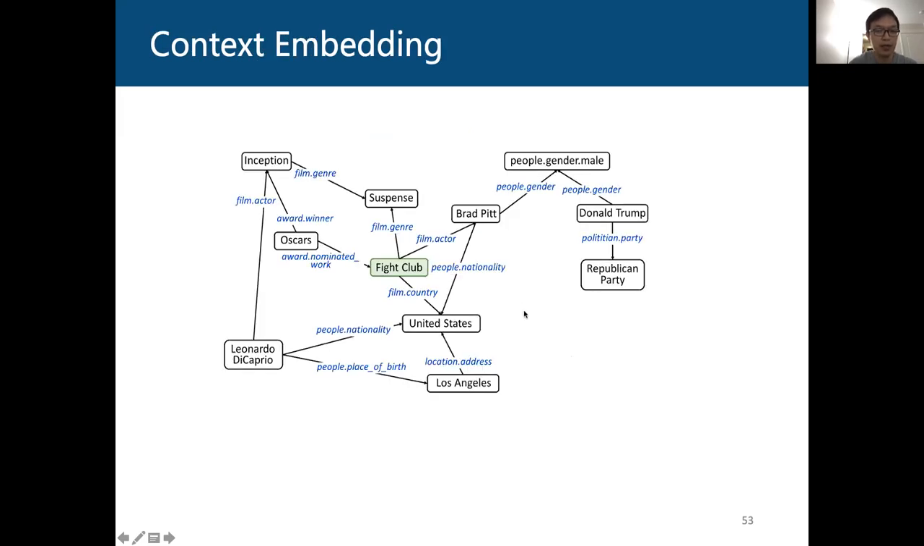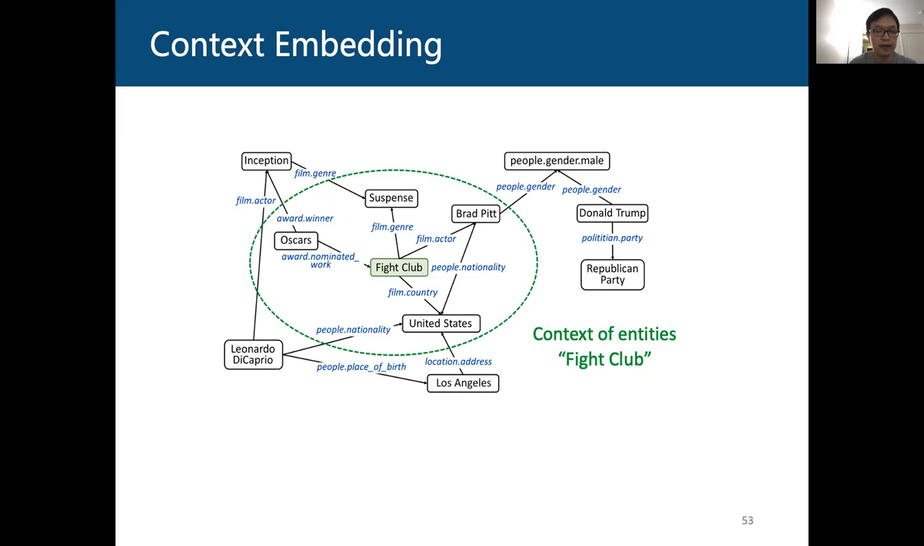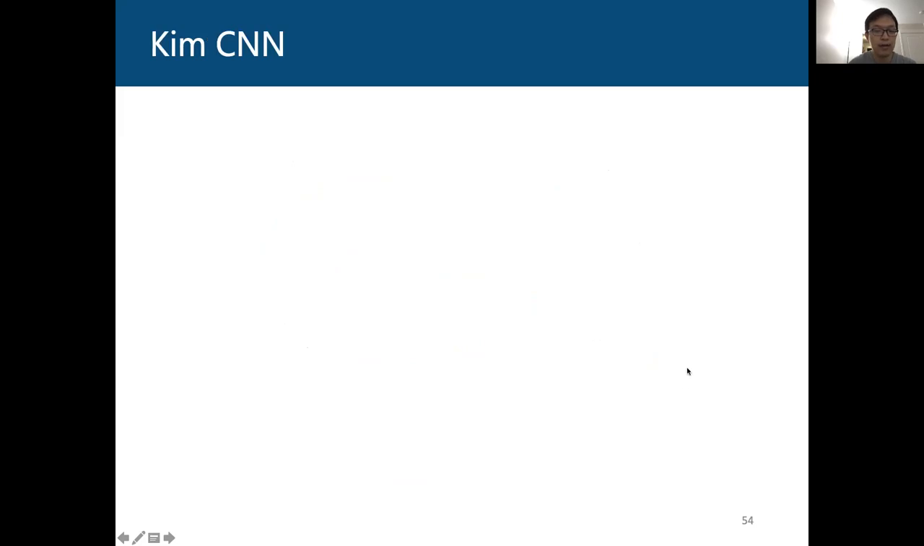And in addition to entity embedding, we also extract additional contextual information for each entity. The context of an entity is defined as the set of its first order neighbors in this knowledge graph. This figure shows an example of context. We calculate the context embedding of Fight Club using its four neighbors. Given the context of entity E, the context embedding is calculated as the average of its context entities. So now we have entity embeddings and context embeddings, and we can also use something like word2vec to learn the word embeddings of each word in news titles. So then how can we process them in a unified way?